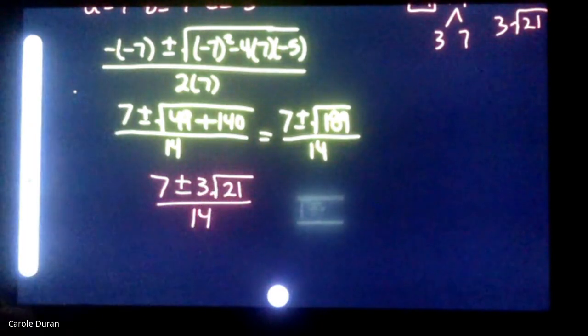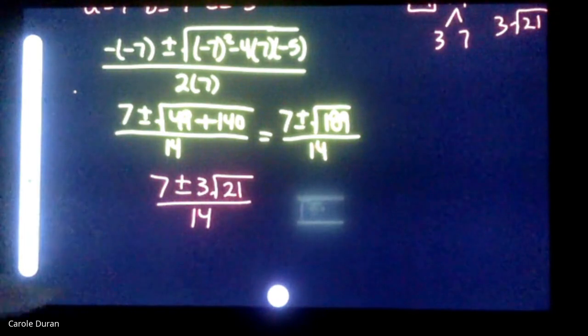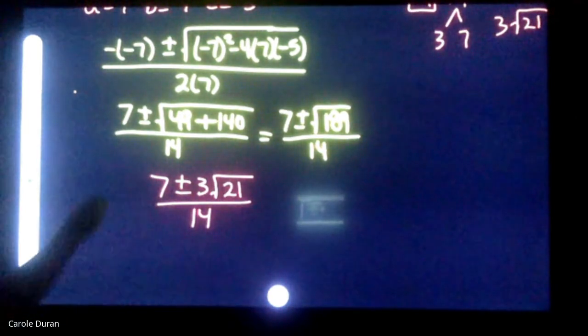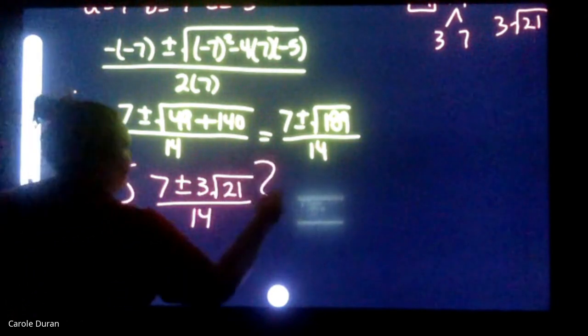The last thing I can possibly do is ask myself, okay, is there a perfect square I can take out of 7, 3, and 14? The answer is no, so this is my final answer.